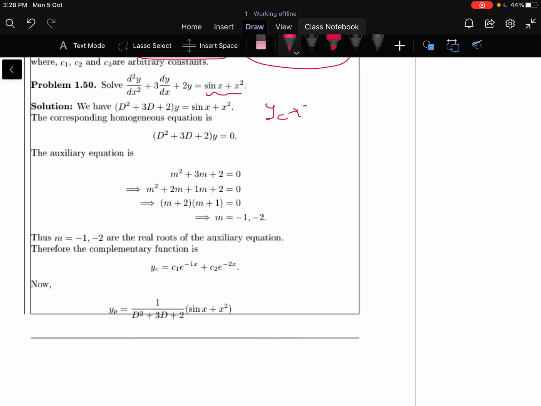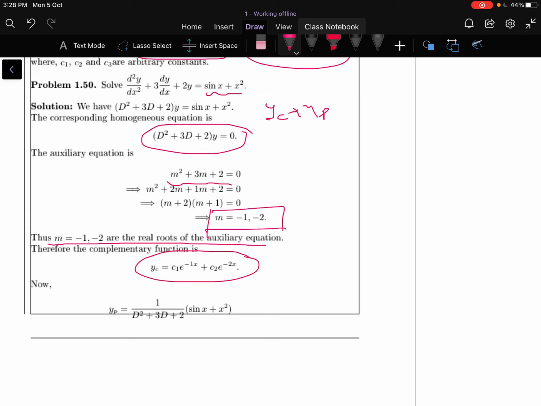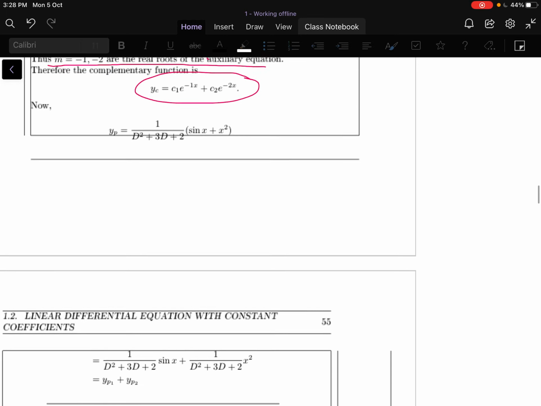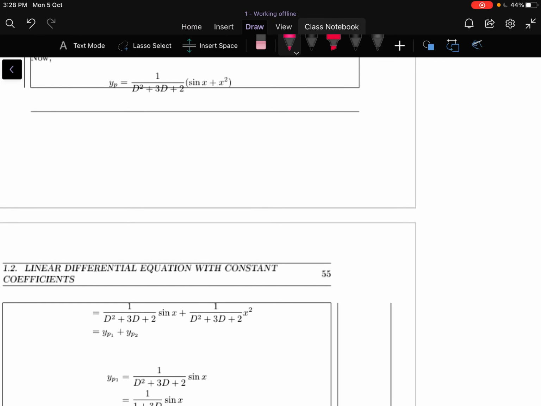So the general solution is yc plus yp. To find yc, consider the homogeneous differential equation and let us write the corresponding auxiliary equation: m square plus 3m plus 2 is equal to 0. Let us solve this equation. We have the roots minus 1 and minus 2. So minus 1 and minus 2 are the real roots of the auxiliary equation. Therefore, the complementary function is c1 into e power minus 1 x plus c2 into e power minus 2 into x.